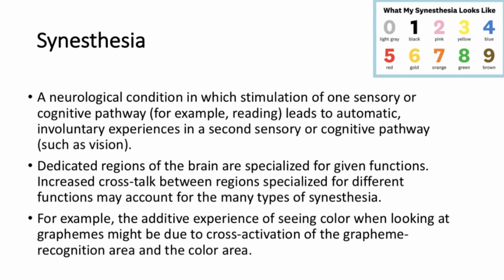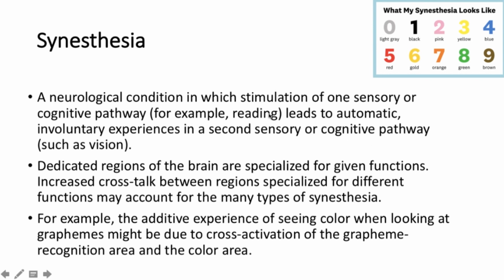Now what happens if some of these lobes in the sensing region, we have said that there are specific regions for each of the sensing. What if they get mixed? That can create a problem called synesthesia. It's a neurological condition in which stimulation of one sensory or cognitive pathway may lead to automatic involuntary experiences in a secondary sensory or cognitive pathway.